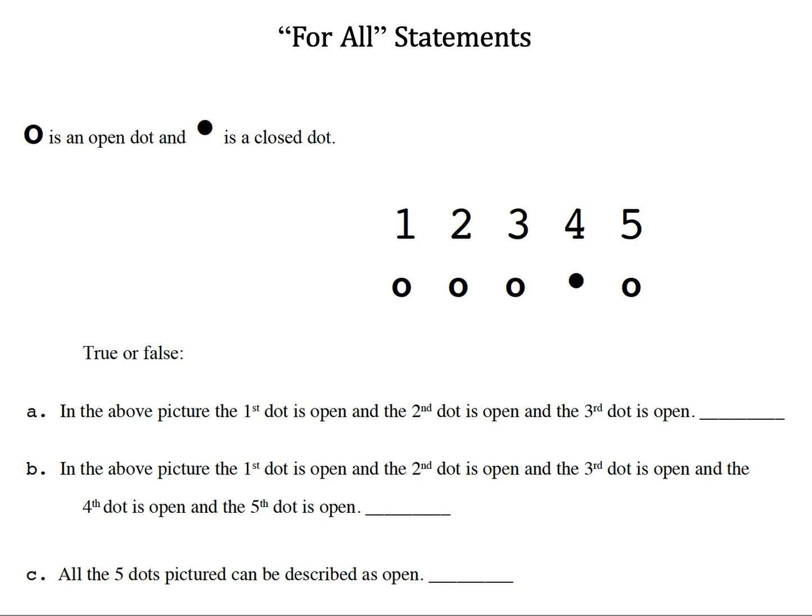Now let's take a look at this first statement. It says, in the above picture, the first dot is open, and the second dot is open, and the third dot is open. It strings together 3 statements with ands. Now, in order to count this compound statement as true, everything that is said has to be true. So, is it true?